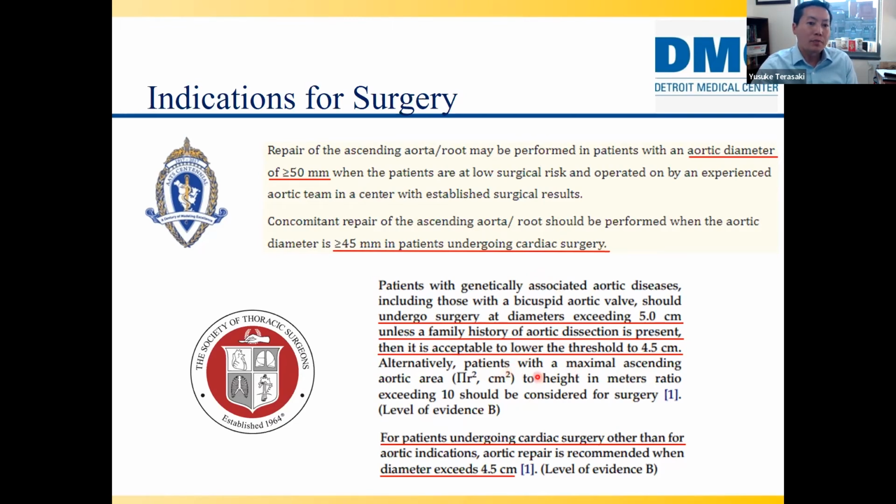come up with a ratio between the diameter and the height of the patient in determining whether the patient should undergo surgery. They both also recommend that patients who are having another open heart surgery, for example, like aortic valve replacement, go ahead and get the aortic root or ascending aneurysm repaired at size 4.5 centimeters. So this is coming from both the AATS and STS recommendations.